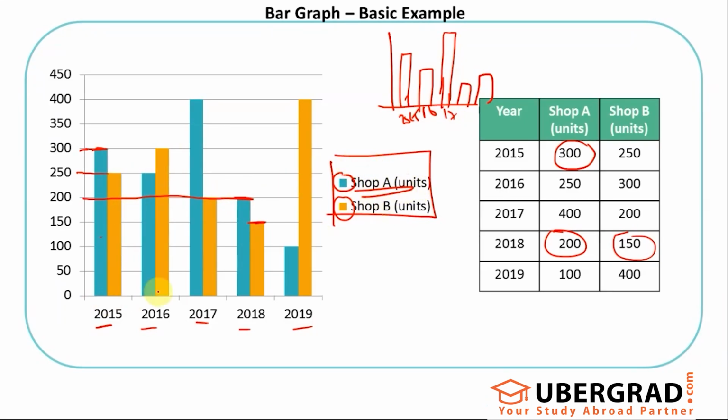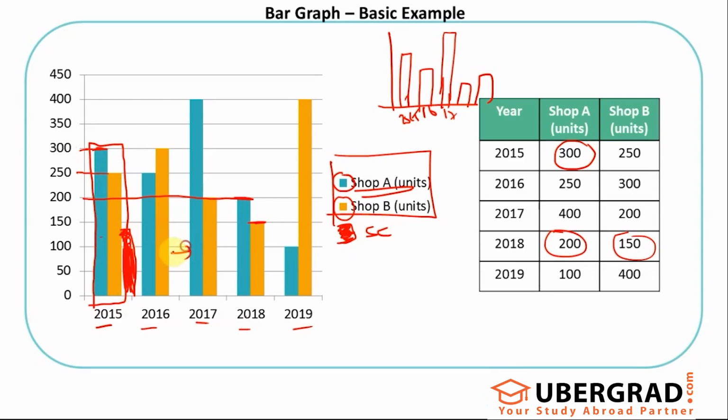Because I have two shops for the same year, for 2015 I'm seeing the entire thing as a block with two colors. If I have shop C also, let's say it's a red color I'm drawing for shop C, I will be seeing something like this, right? If I have shop C also, that's how we keep doing it.